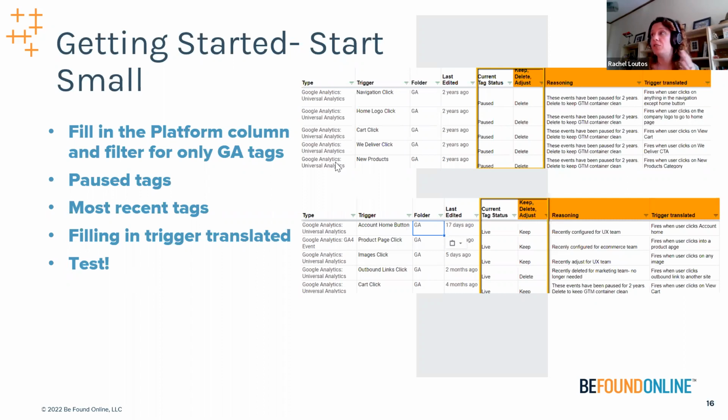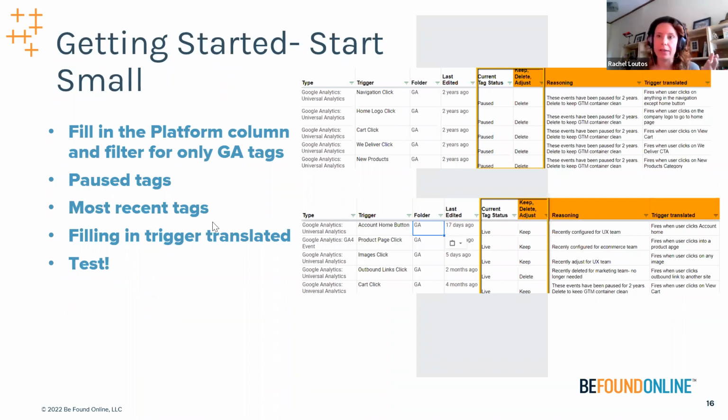Then we're going to undo all of those filters, and filter only for your Google Analytics tags again. What you're going to do is start filling out this trigger translated column. This is where you take that trigger and translate it into plain English. So you're going to go into GTM, find each tag that's on a separate row, and click specifically into that trigger to see how it fires. If you're able to understand where that trigger fires, then you can translate it in this column here.